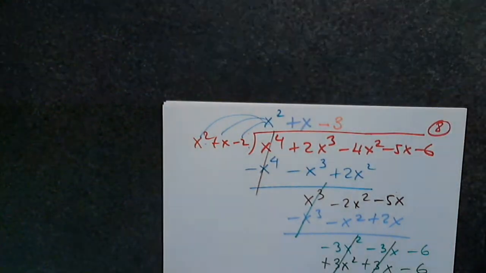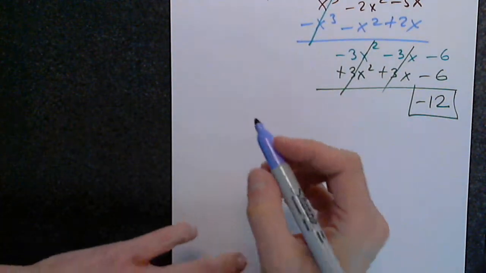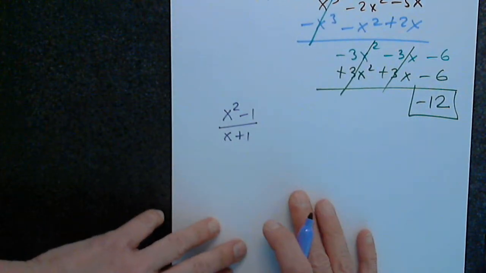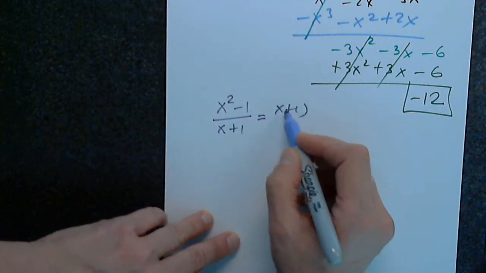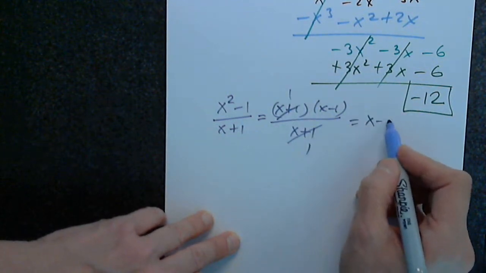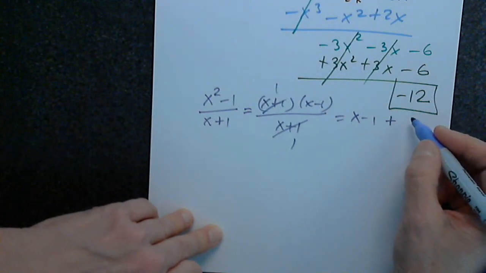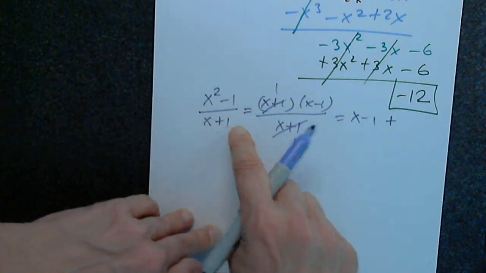I just want to say one more thing here. Let's suppose I have x squared minus 1 divided by x plus 1. The numerator is x plus 1 times x minus 1. The denominator is x plus 1. So obviously the answer is x minus 1. What is the remainder? So, I factored the numerator and I simplified x plus 1. So I divided this by this and I got x minus 1.